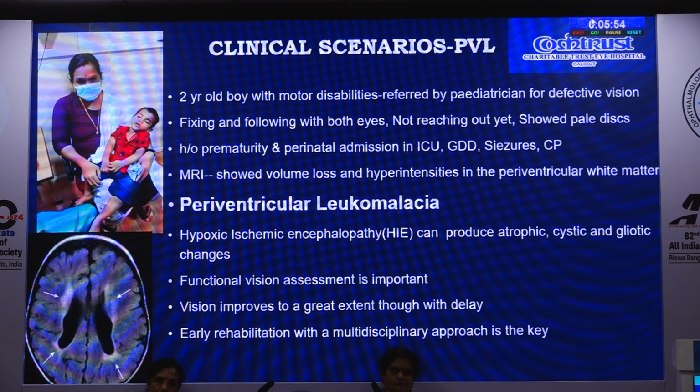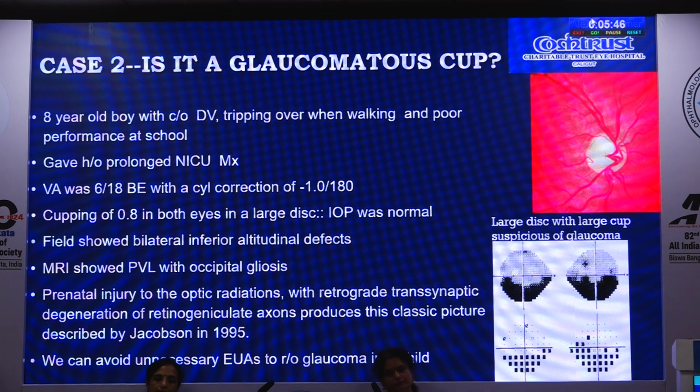Functional vision assessment is important in these cases, and vision improves to a great extent over time, and early rehabilitation with a multidisciplinary approach is necessary. And this is an 8-year-old boy with complaints of defective vision, tripping over when walking and poor performance at school.